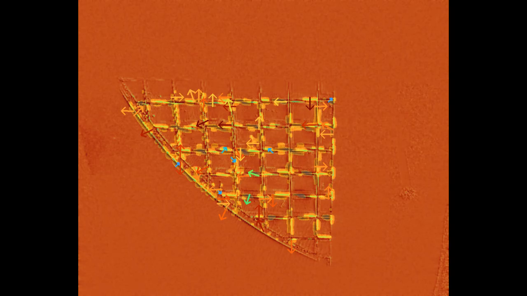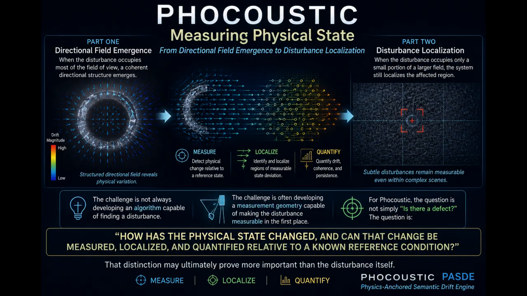Although the disturbance occupies only a small portion of the field of view and remains difficult to observe visually, the measurement process continues to localize the affected region. This result suggests that subtle surface state disturbances may remain measurable and localizable even when they represent only a small fraction of a larger inspection environment.